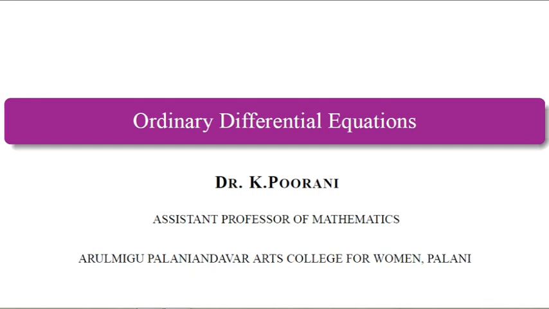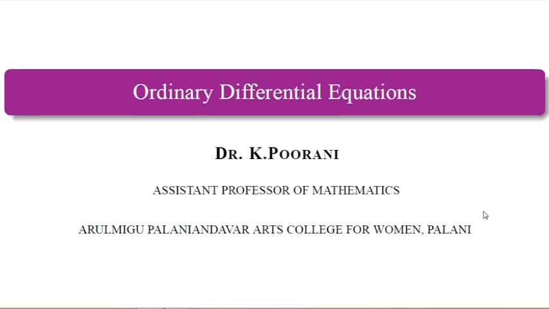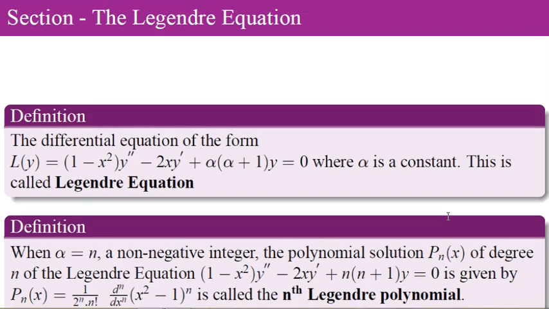Let us discuss the problems related to the Legendre equation in ordinary differential equations. What is the Legendre equation? The differential equation of the form L of y equal to (1 minus x square) y double dash minus 2x y dash plus alpha into (alpha plus 1) into y equal to 0, where alpha is a constant, is called the Legendre equation.